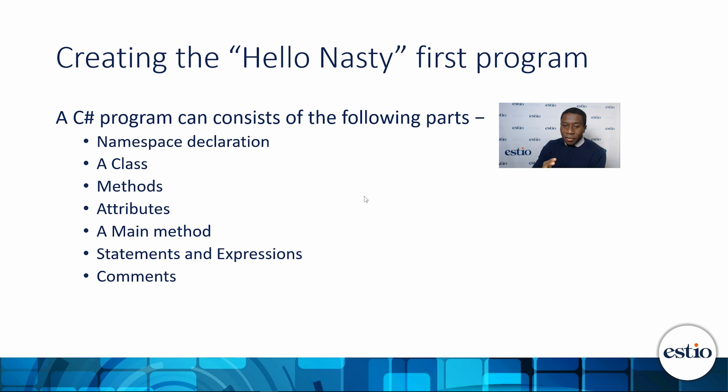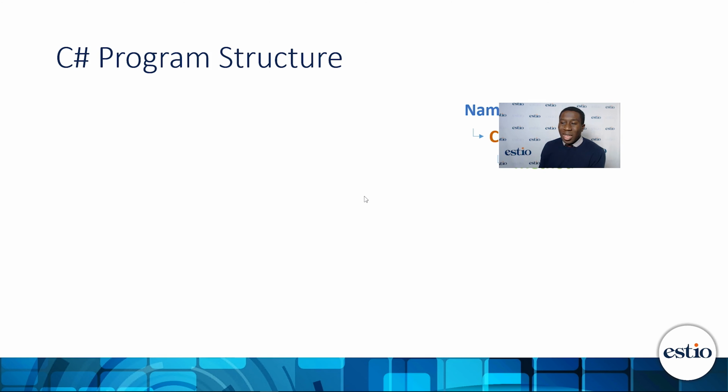What I want us to understand first of all is there's several elements that could be inside of a C# program, and they are as follows: a namespace declaration, a class, methods, attributes, a main method, statements and expressions, and comments. Now, the more observant ones of us would have noticed that I've mentioned methods and main method. There is a difference between these two, and these are the things that I want to talk about in this video. So, firstly, we have something called a namespace.